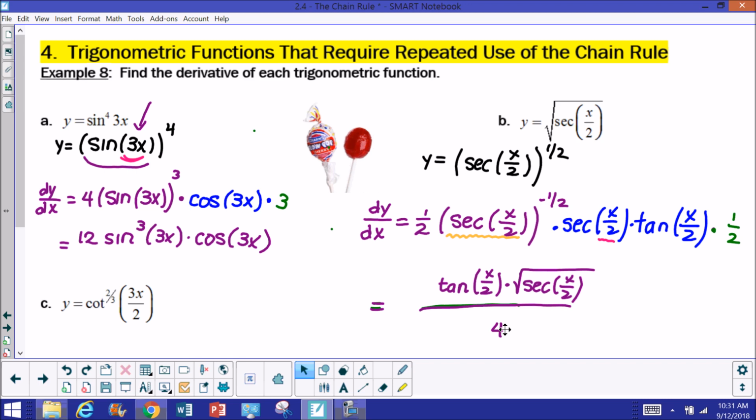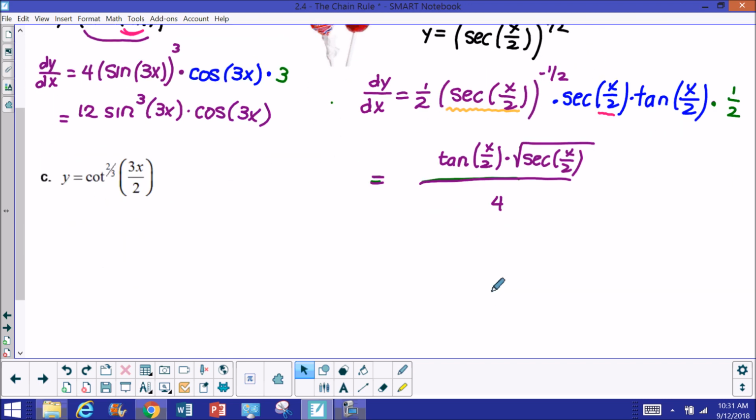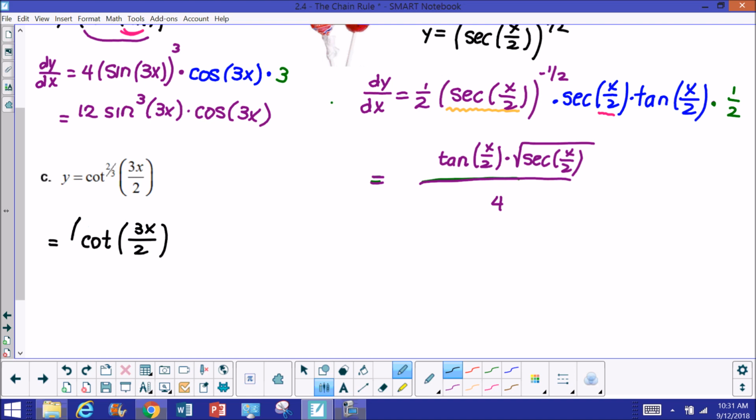Okay? One more last one, part C. We're going to go ahead and do our rewrite. And the rewrite doesn't have much going on with it, because the power 2/3 already there just needs to be written around the outside. Okay? Now let's take our derivative. dy dx equals.